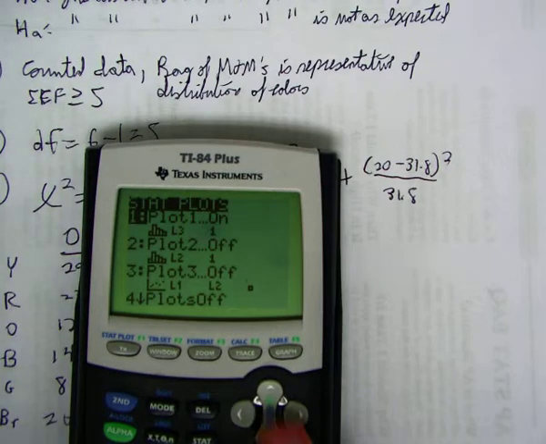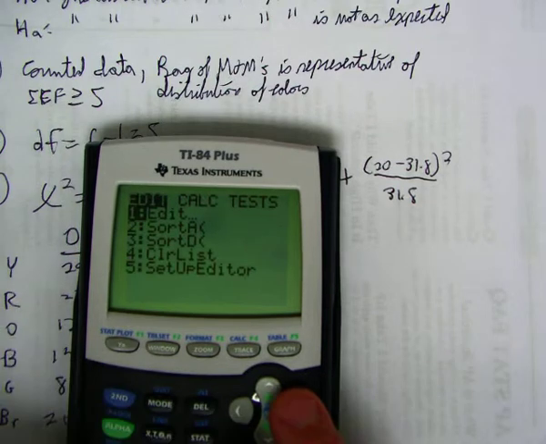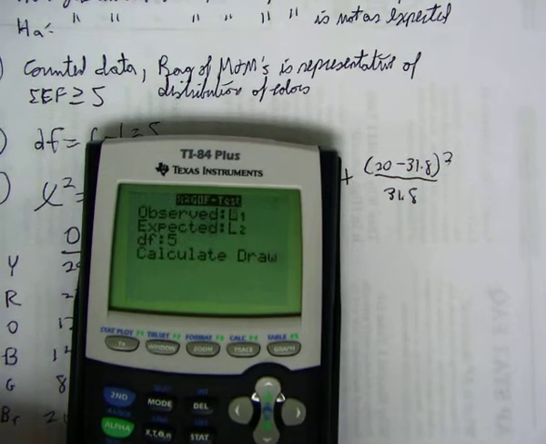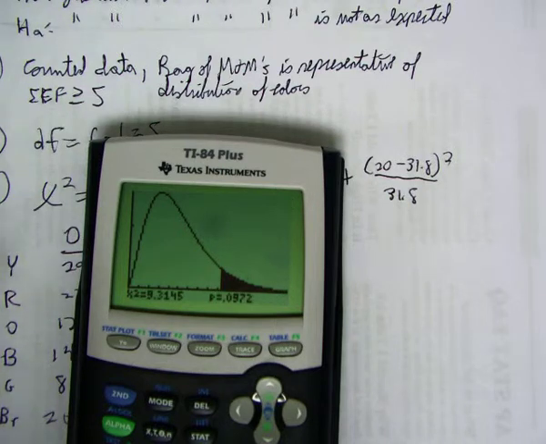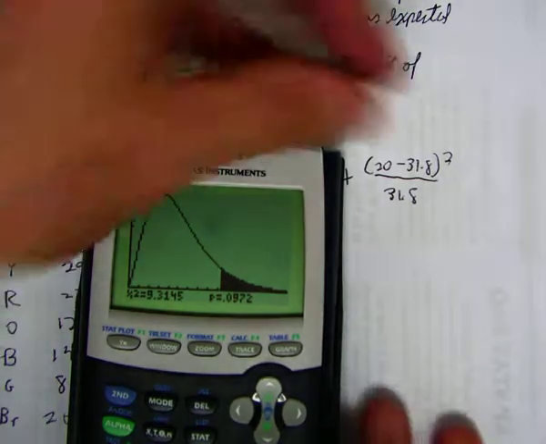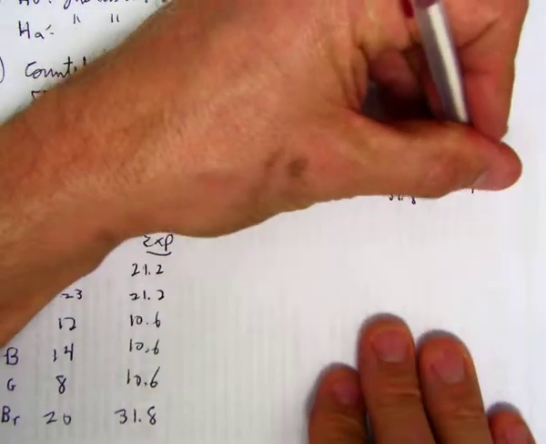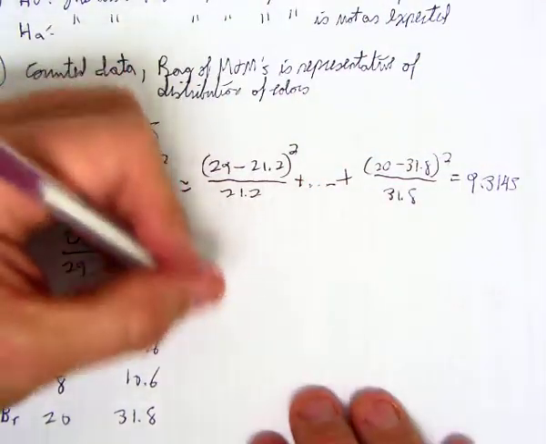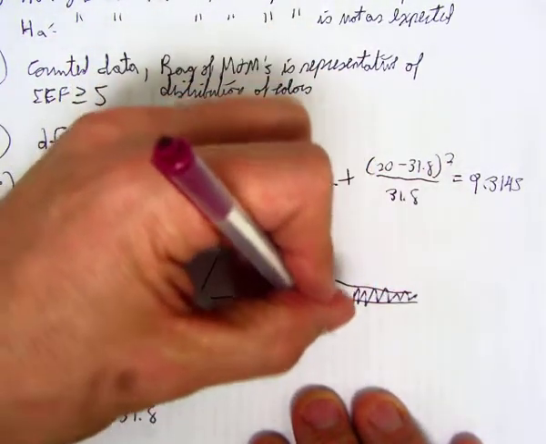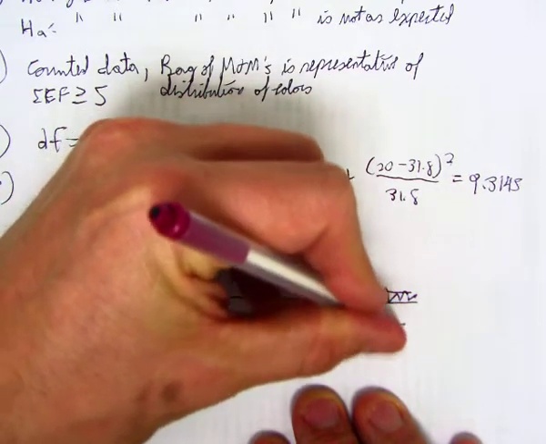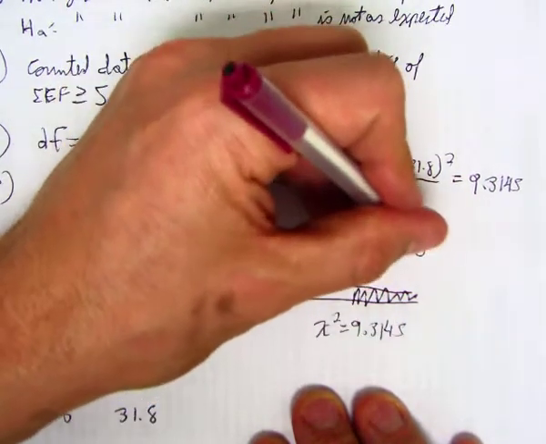And we have invalid dimensions, which means we have a stat plot on. So let's try that again. Let's do it one more time. Okay, so there we go. So we're going to copy this onto our paper. So chi-squared is 9.3145. So we're going to copy that down. And we're going to copy this curve down. So it looks like that, and it's shaded over here. And chi-squared equals 9.3145, and big P is 0.0972.